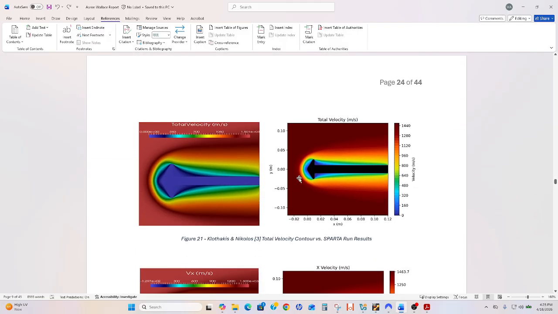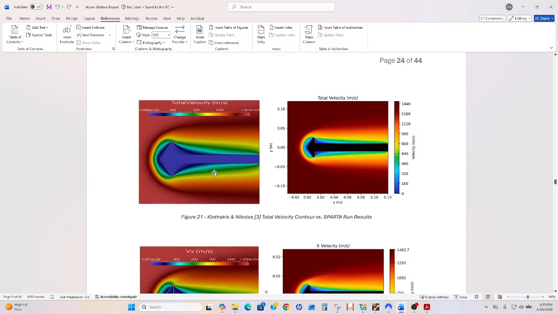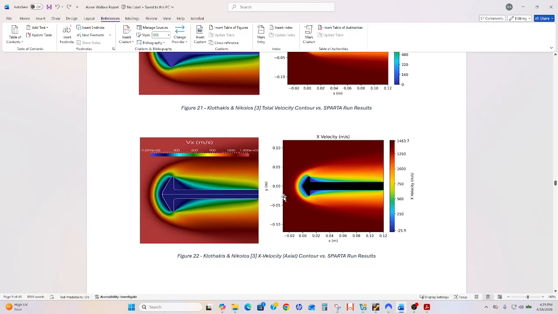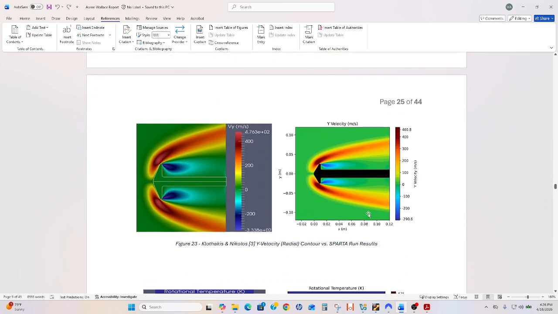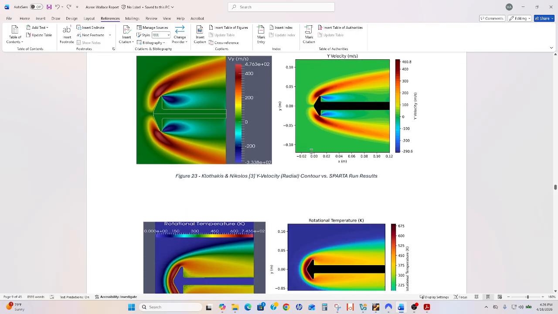And you can see this is the total velocity. On the left comes from the journal article. On the right comes from my SPARTA simulation. And they're really close with the total velocity, with the x velocity and with the y velocity down here. You see slight negative places in here, as you would expect from the vortices that are going to form in here. I'm a little off of what he has, but yeah, it's reasonably close.